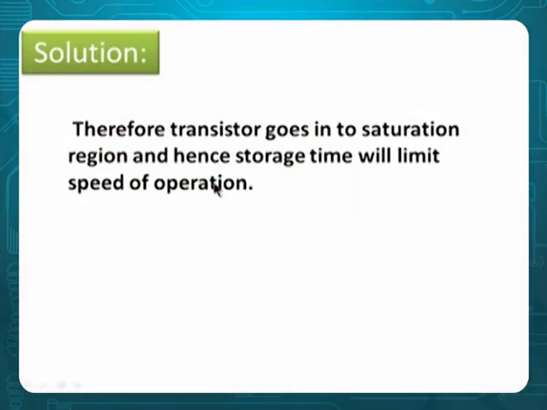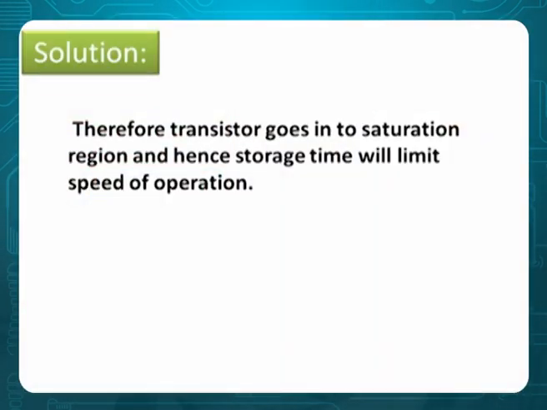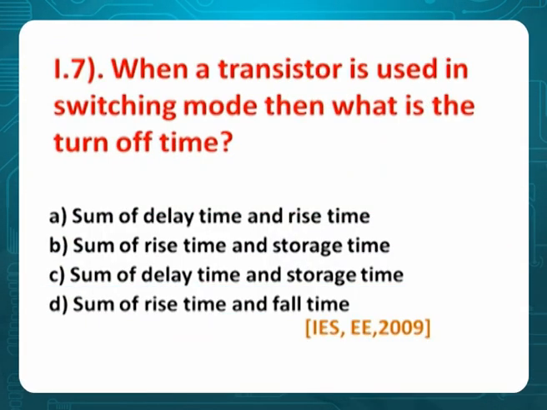Because the input is forward and on the output side IB is greater than IC minimum by beta, it goes into saturation. If the transistor goes into saturation, there is a storage time, because too many present carriers have to come back and be stored before the next carrier is taken. Therefore, the speed is limited mostly by the storage time. That's why the option is C. Question number 7. When a transistor is used in switching mode, what is the turn off time? The time between the previous work to the next work.